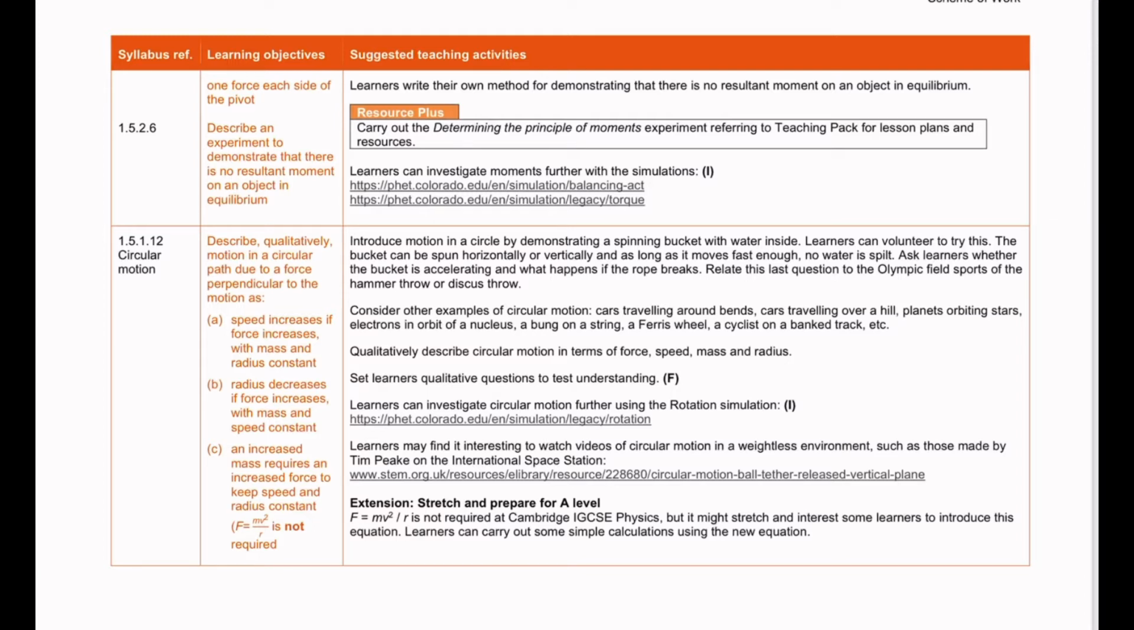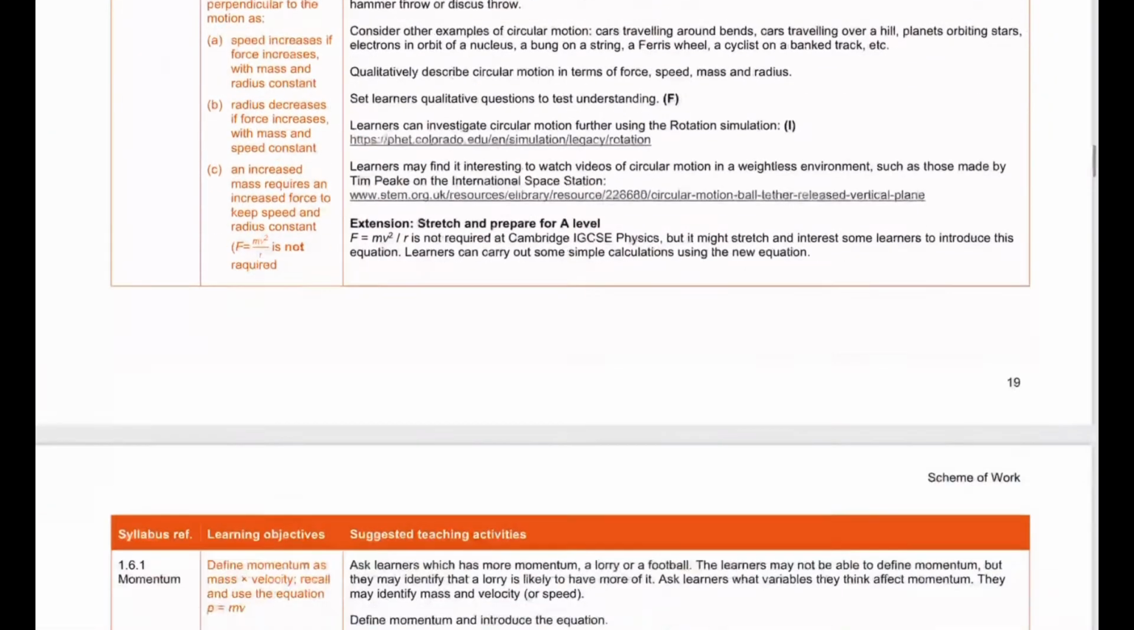Key concept 1.5.1.12 Circular motion. Learning objectives. Describe quantitatively motion in a circular path due to a force perpendicular to the motion as: A. Speed increases if force increases with mass and radius constant. B. Radius decreases if force increases with mass and speed constant. C. An increased mass requires an increased force to keep speed and radius constant. F equals mv squared upon r is not required.